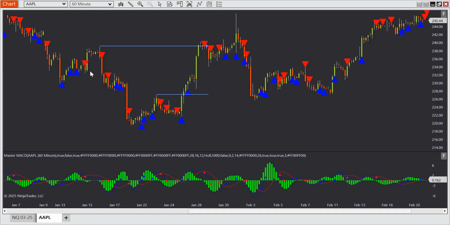Again, downtrend here, and we see a sign with price closing above this high that we might get an up move, and it coincides with this buy signal from the Master MACD along with momentum shifting towards the upside as well, which can give us confirmation to look for a trade to the upside.